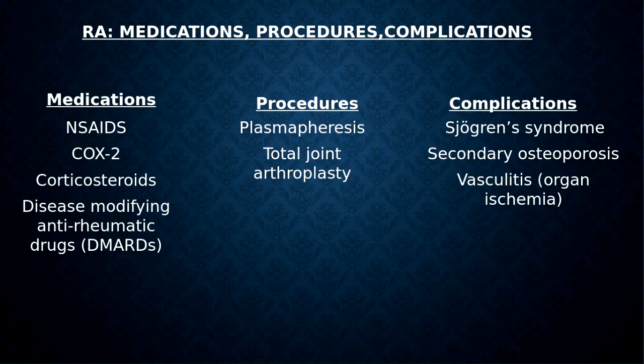Some of your medications, procedures, and complications. These are most commonly used. They're going to use some steroids and NSAIDs. They can do joint arthroplasty so they can go in and repair the joints if they need to. They can also develop osteoporosis with the rheumatoid disorder.